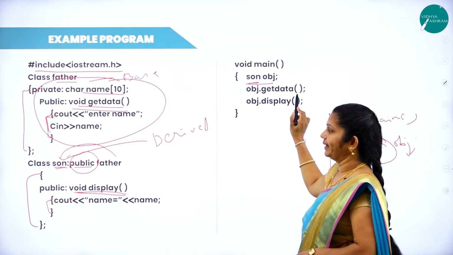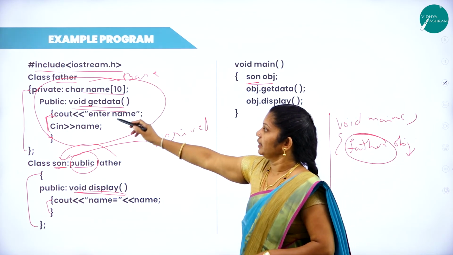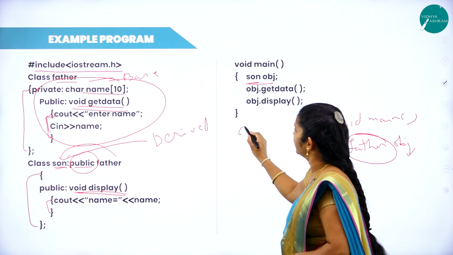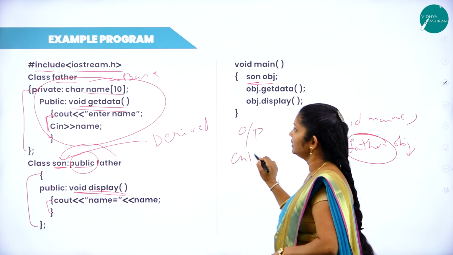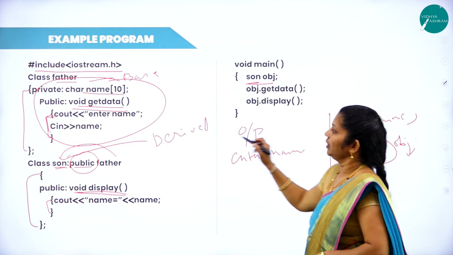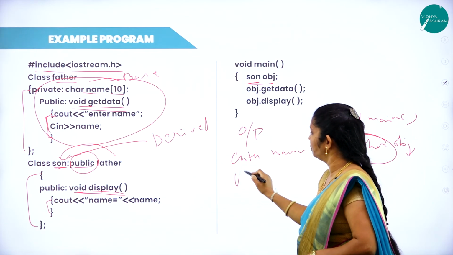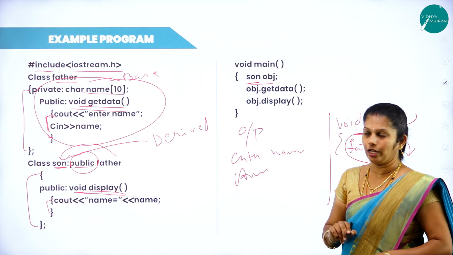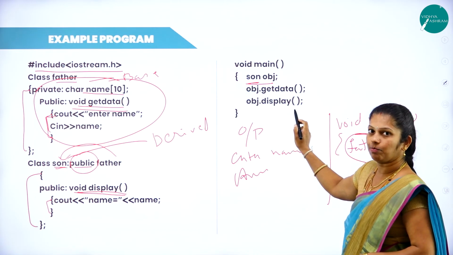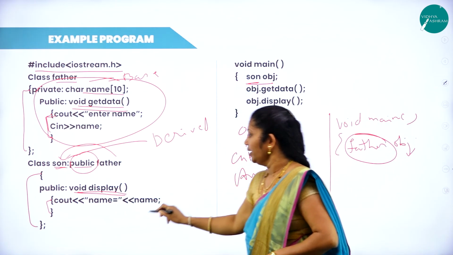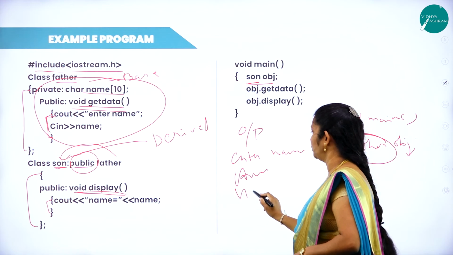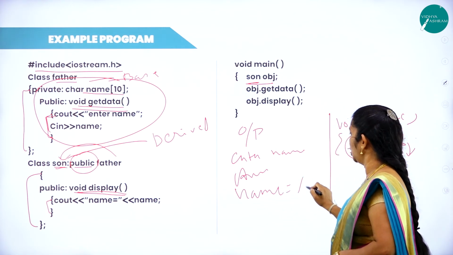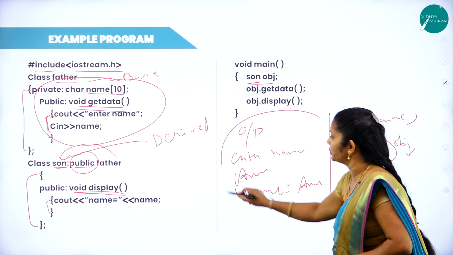Then object dot get data, then it will display, enter the name. In the output screen, you will get enter name. Then you will input, for example, I am going to input Anu. This is the input value. Then object dot display function, then it will come here, and in the display function it will display name equals Anu.